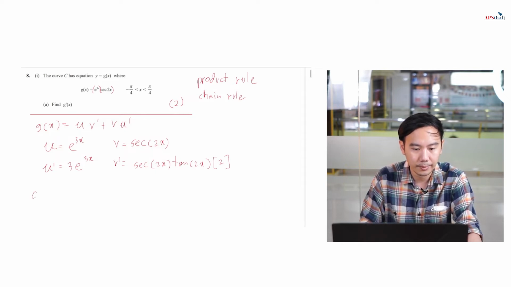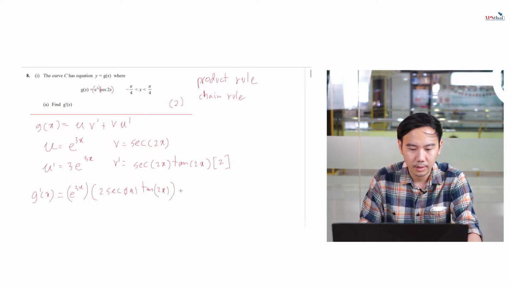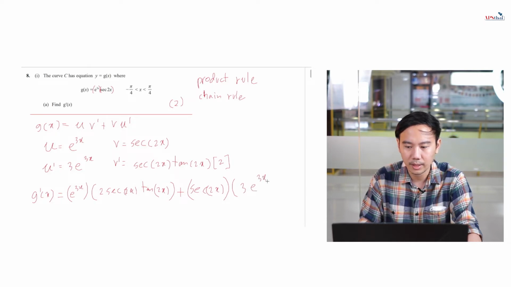So now the differentiation of g(x) would be u times dv, which is e to the 3x times this whole thing, which is 2 sec 2x tan 2x, and then you add it with v, which is sec 2x multiplying with the differentiation of u, which is 3e to the 3x.